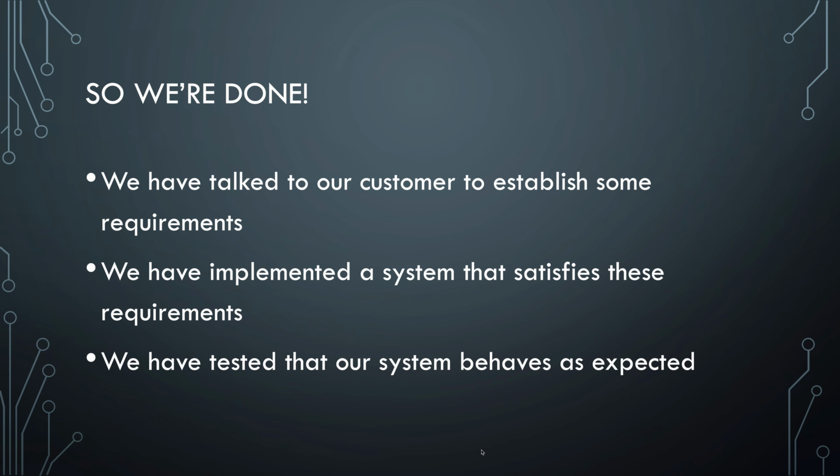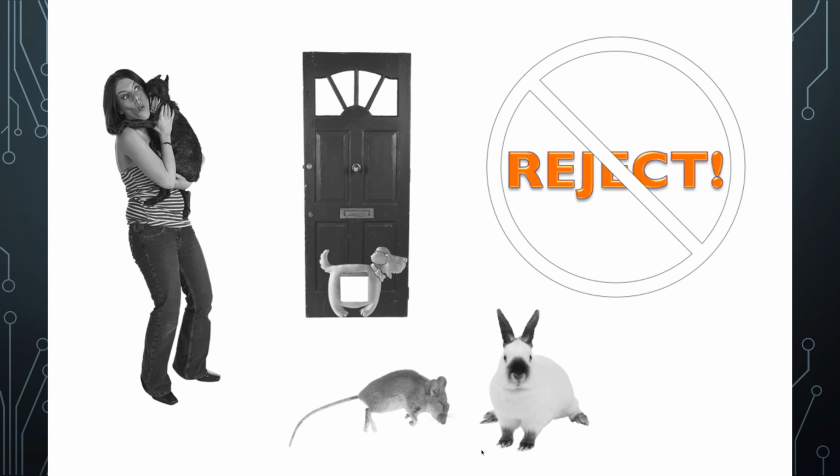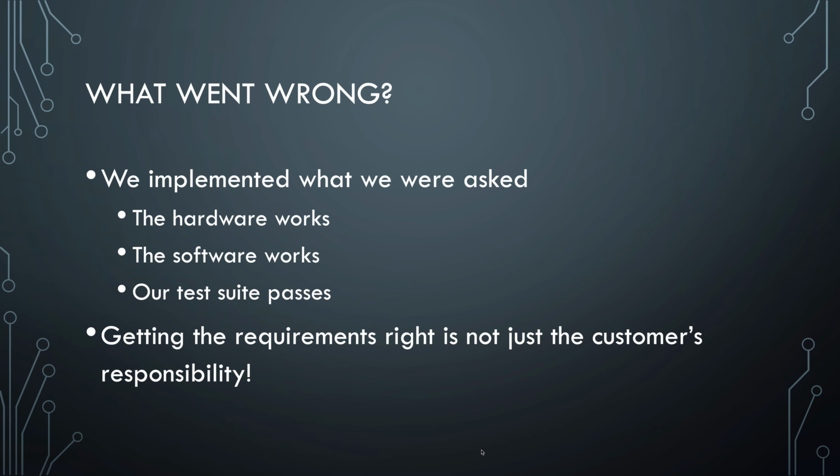So we're done. We have established requirements, we have implemented a system that satisfies them, and finally we have tested that the system behaves as expected. Unfortunately, we didn't do a very good job. Our solution was rejected. So what happened? We implemented exactly what the customer told us. Everything works. The problem is that getting the requirements right is not just the responsibility of the customer. You need to make sure you ask the right questions so that you get a complete picture. Customers don't always clearly communicate.